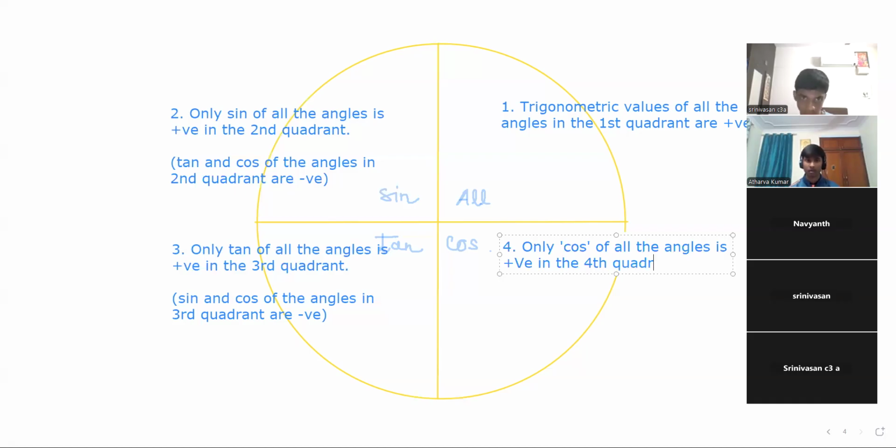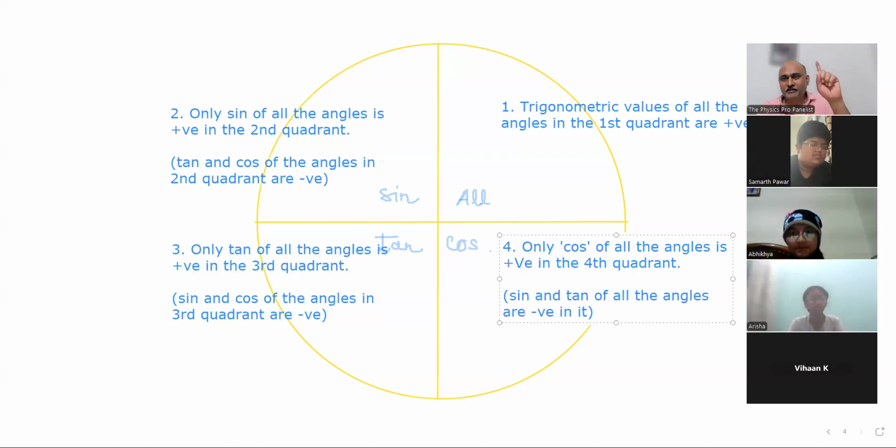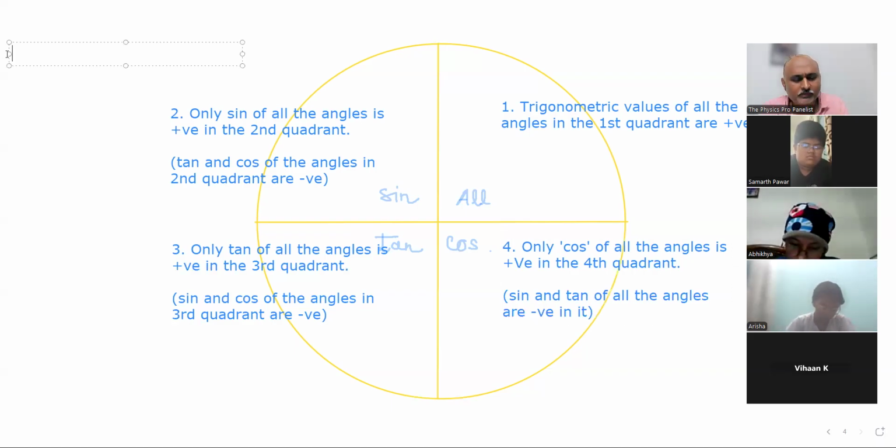Right? So here, sine and tan of all the angles are negative in it. I hope you guys understood it. Yes or no? Yes, sir. This is one of the attributes of, again, the quadrant. So please write it quickly. And once you have noted it, I want all of you to answer this question.